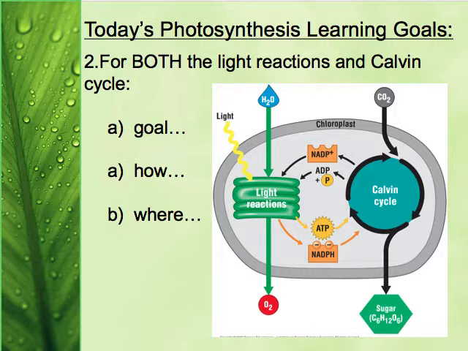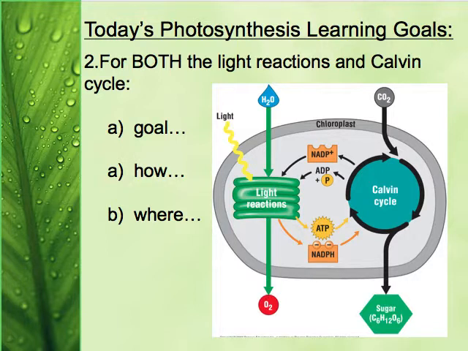For both the light reactions and the Calvin cycle, break down the goal, the how, and the where. For the light reactions, the goal is to trap and store the sun's energy. How does it do it? Pigments absorb the light. There are two photosystems and an electron transport chain that get the job done. Where does it occur? On the thylakoids.